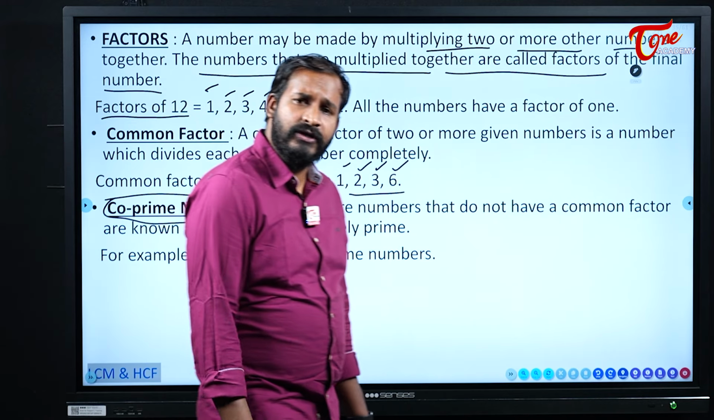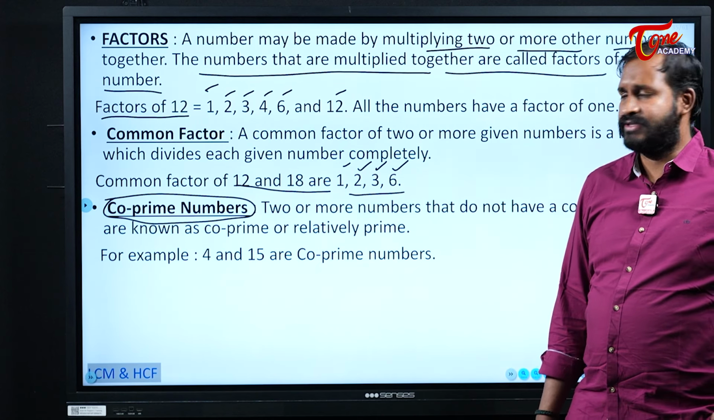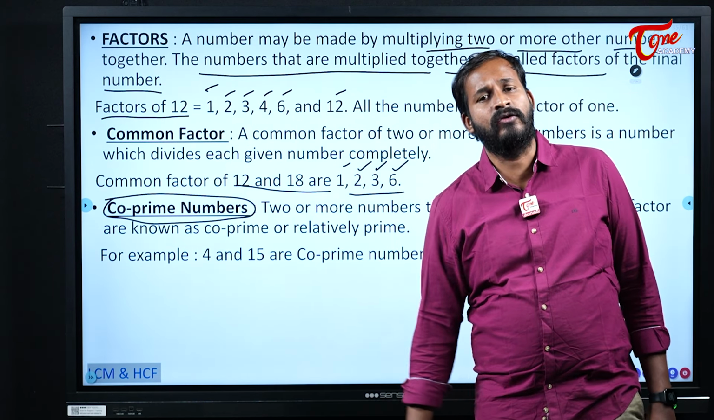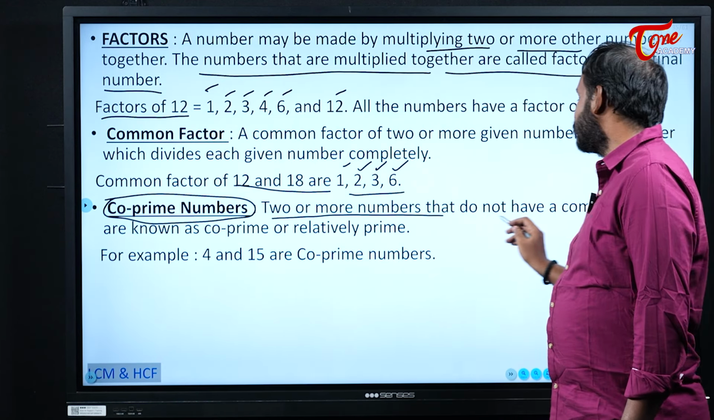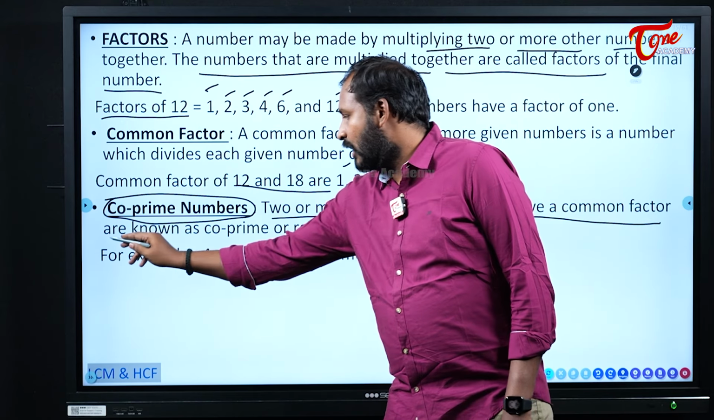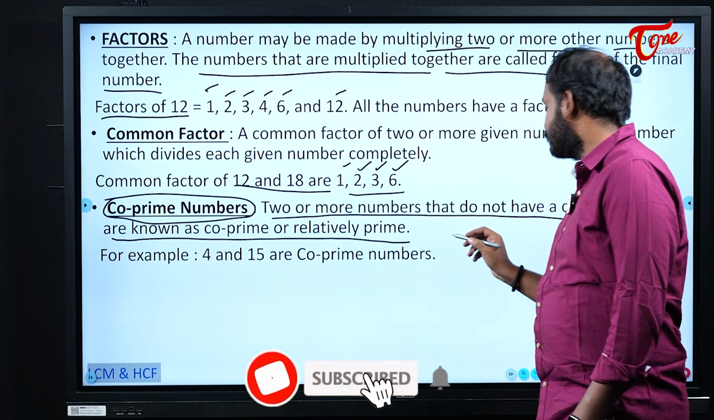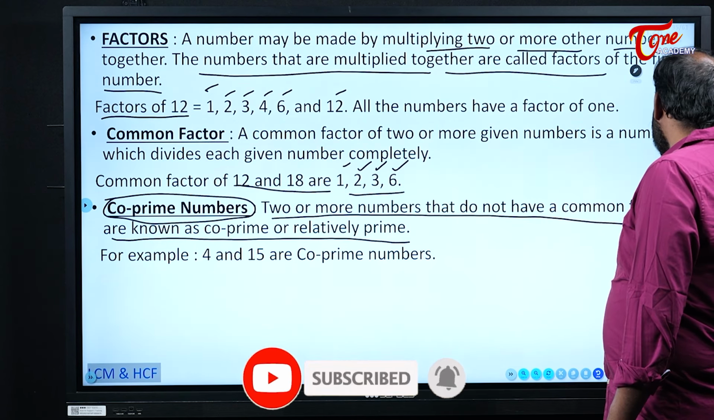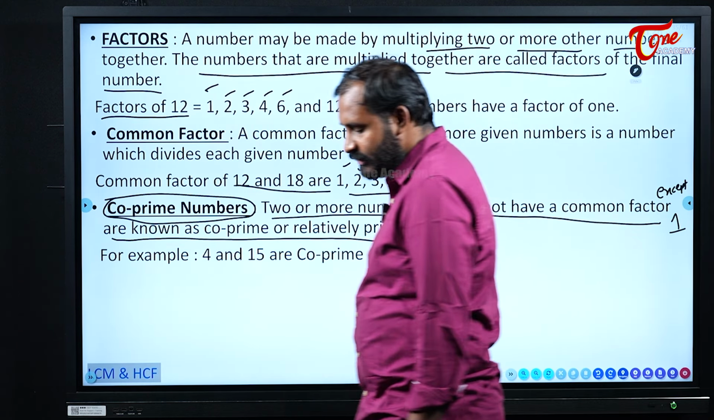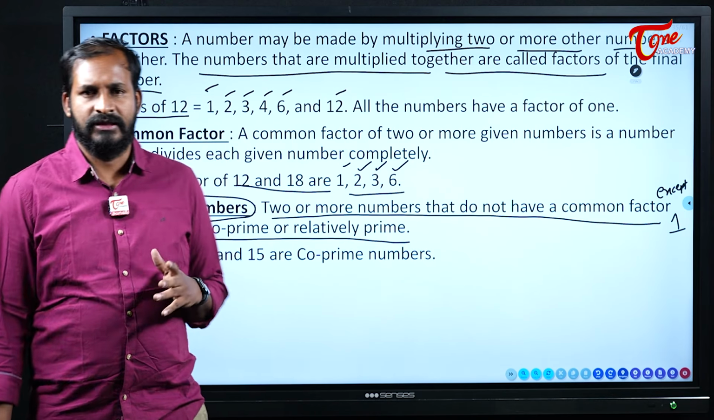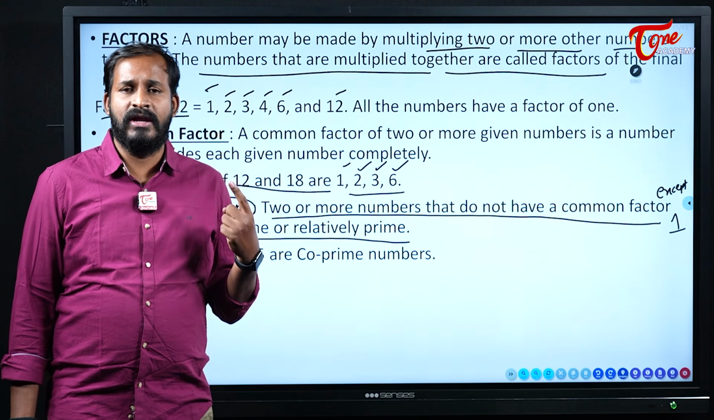That means for any two numbers, if the HCF is 1, then we can say that those two numbers are co-primes. So, two or more numbers that do not have a common factor except 1 are known as co-prime. See, usually for all the numbers 1 is a factor. There is no doubt in that. So, by default for any two numbers we will have one common factor.